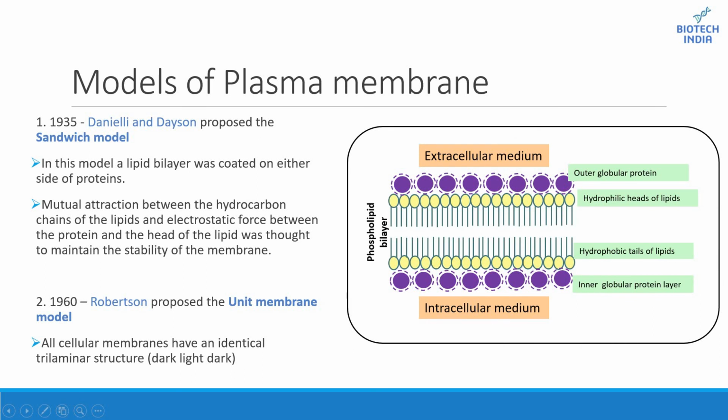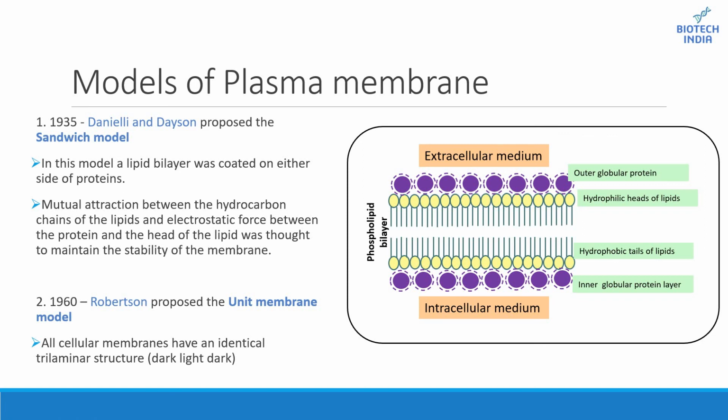So there are several different models which were proposed to explain the structure of plasma membrane. So in 1935, Daniel and Dyson proposed the sandwich model. In this model, a lipid bilayer was coated on either sides of the protein. So mutual attraction between the hydrocarbon chains of lipid and electrostatic force between the protein and the head of the lipid was thought to maintain the stability of the membrane.